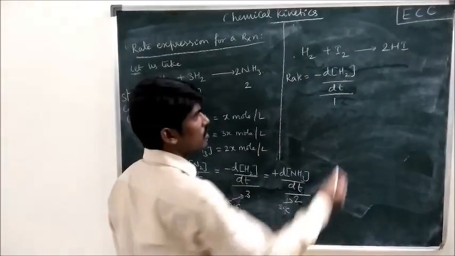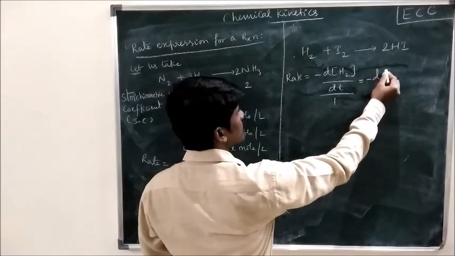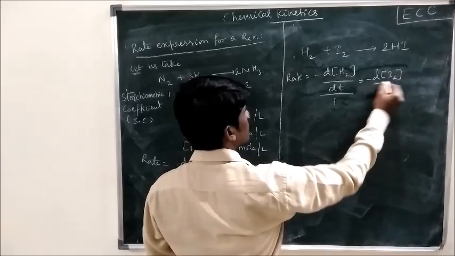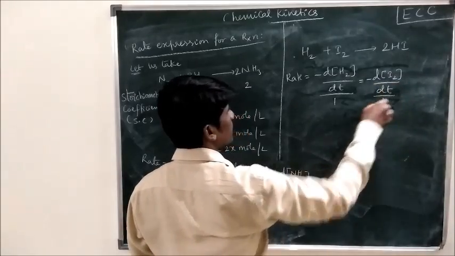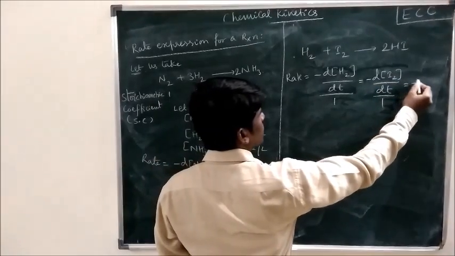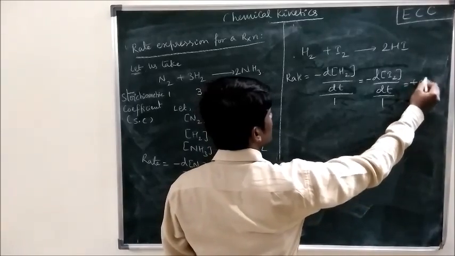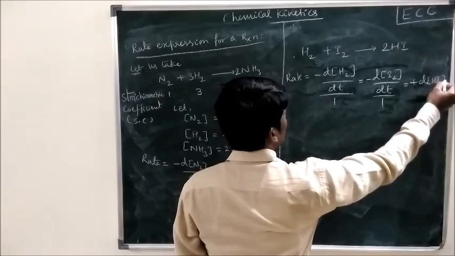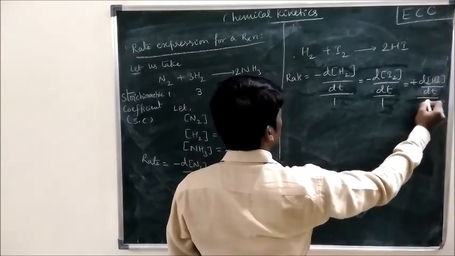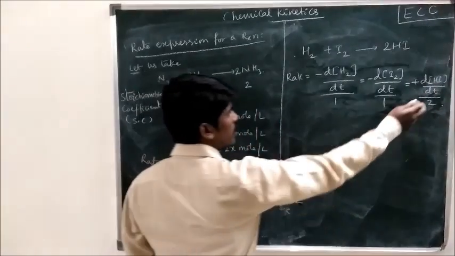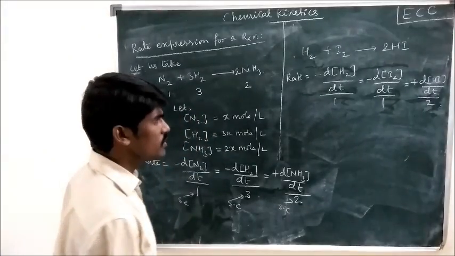Stoichiometric coefficient is 1, equal to minus dI2 upon dt upon 1, is equal to plus dHI upon dt upon 2. Here the stoichiometric coefficient is 2.